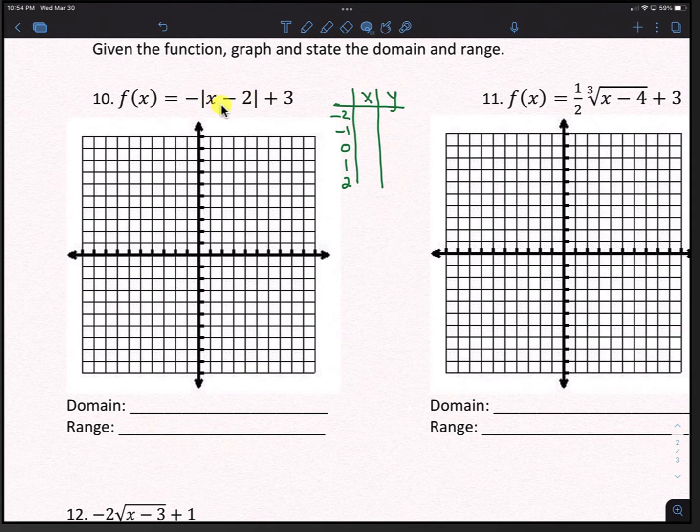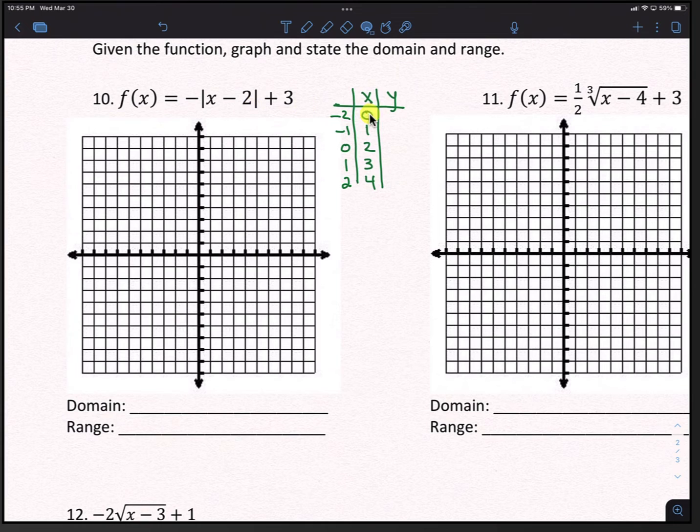Now, since the x minus 2 is inside the absolute value, that tells us the graph has been shifted to the right by 2 units. So we're just going to add 2 to all of these original x values. The result of that would be our new x values, 0, 1, 2, 3, 4. And again, we got these numbers by just adding positive 2 to all of the original numbers. Now to get the y values, we're just going to plug in all of these x values into the equation and evaluate and get the y values.